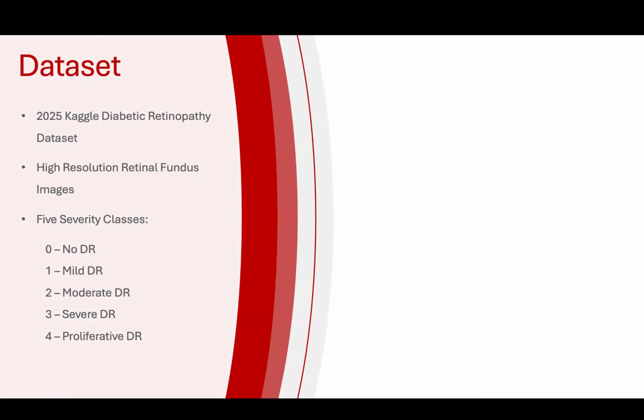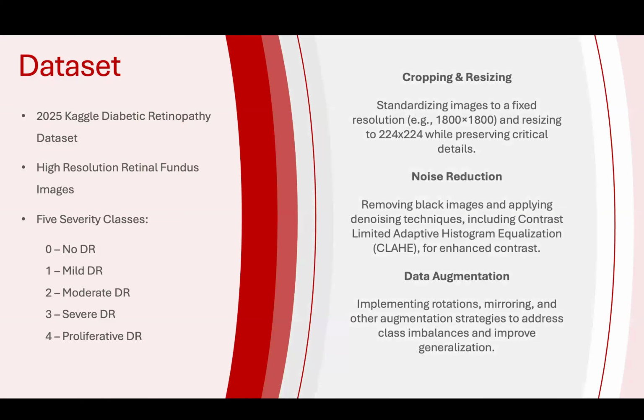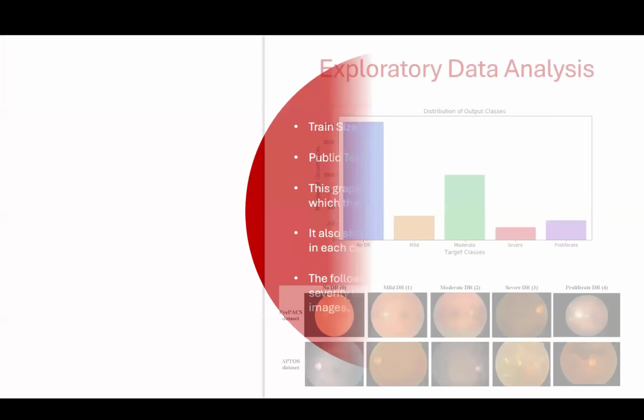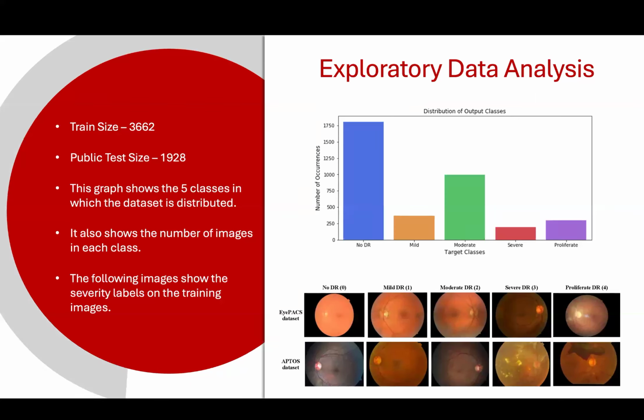We used the 2025 Kaggle diabetic retinopathy dataset, which includes high-resolution retinal fundus images categorized into 5 severity classes from 0 to 4. We pre-processed the images by cropping and resizing to a standard 224 by 224 resolution, noise reduction techniques like removing black images and applying CLAHE for contrast, and data augmentation through image rotation and mirroring to tackle class imbalance and improve generalization. Our model training used 80% of the dataset, and we reserved 20% for validation.